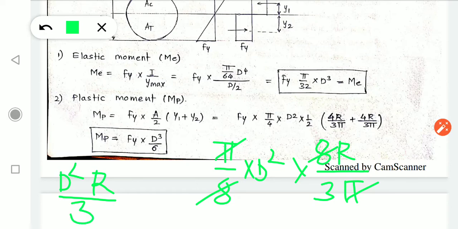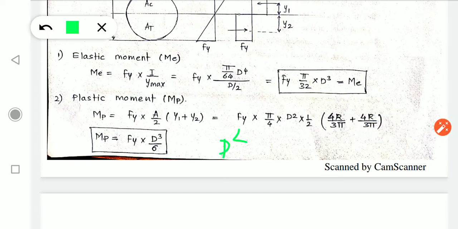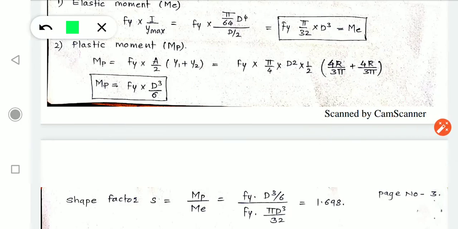d square into r divided by 3. Now can I write instead of r, instead of this d, one out of this d we can write... wait a minute, I have to write it again: d square into r divided by 3, right? That was the final expression.